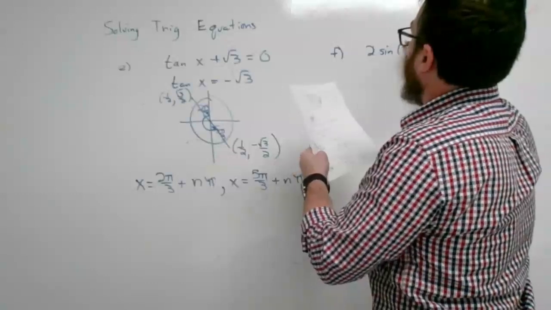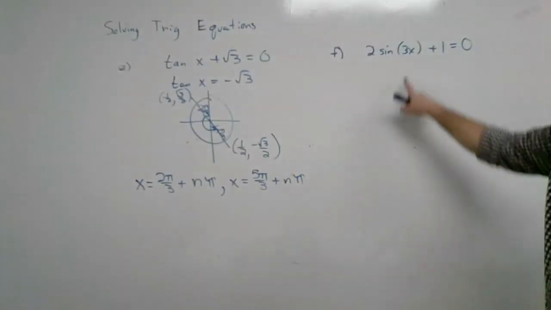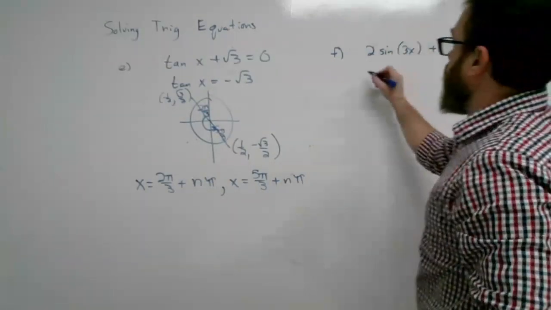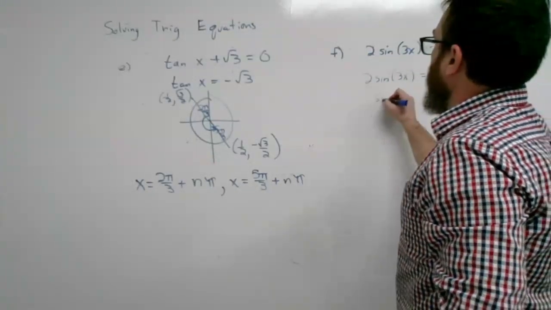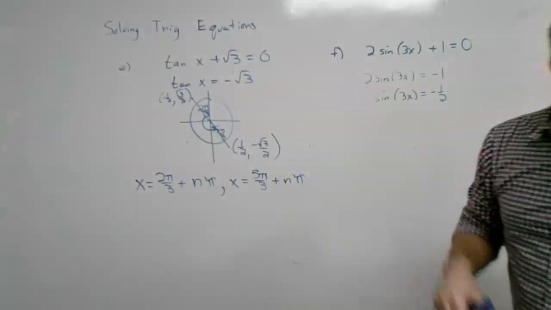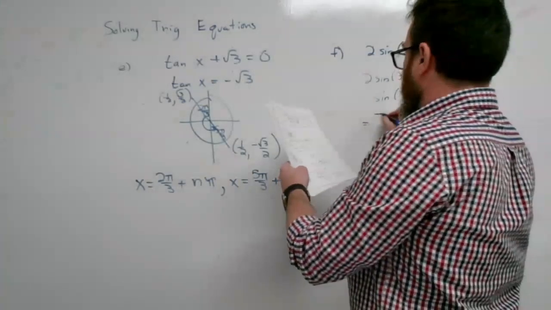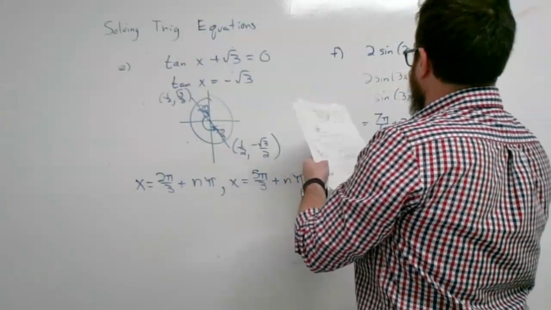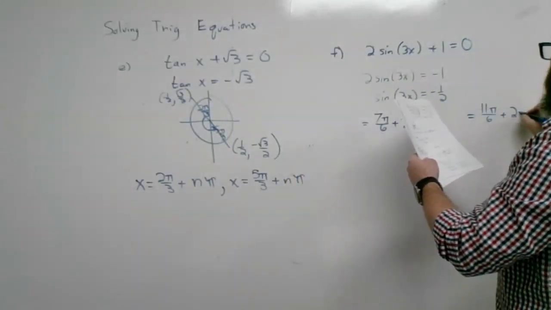Two sine 3x plus 1 is equal to 0. So this has an extra step in here, that this 3x. So first we're going to isolate the trig function. So 2 sine 3x is equal to negative 1. So the sine of 3x is going to be minus 1/2. Now the angles that are going to give us minus 1/2 are going to be equal to 7 pi over 6 plus 2n pi. And also it's going to be equal to 11 pi over 6 plus 2n pi.